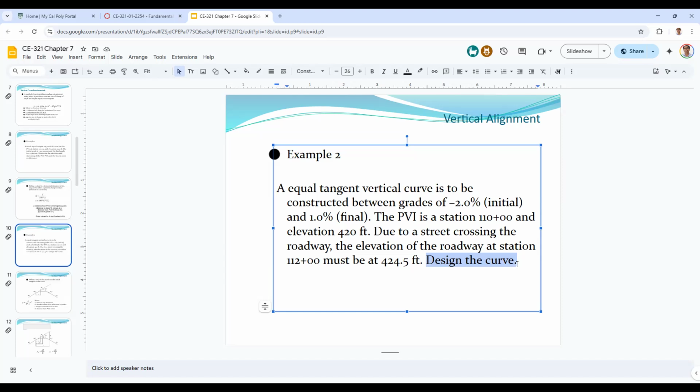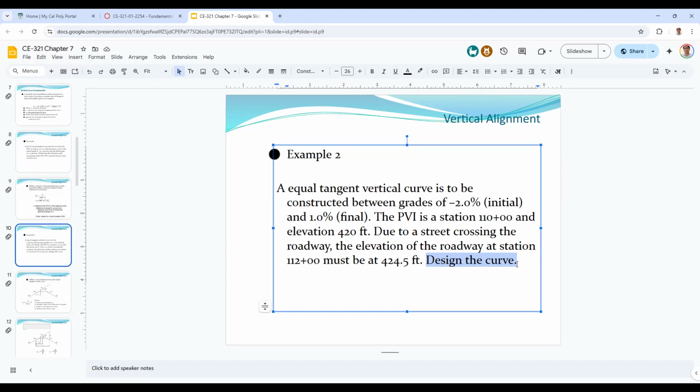But when I plug in the value for G1, I'm going to plug in negative 0.02. So I'm going to say elevation of PVI, which is 420, minus L over 2. I don't know what L is. And G1 is 0.02, but a negative value. And then that way, I will get 420 plus 0.01 L.